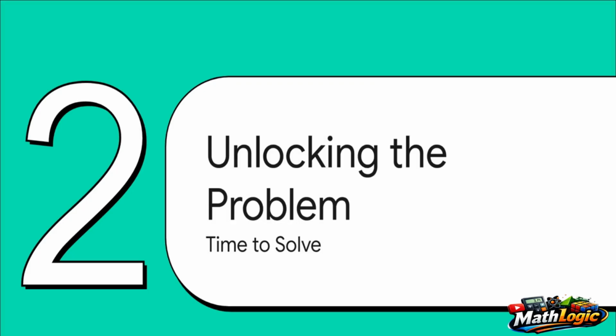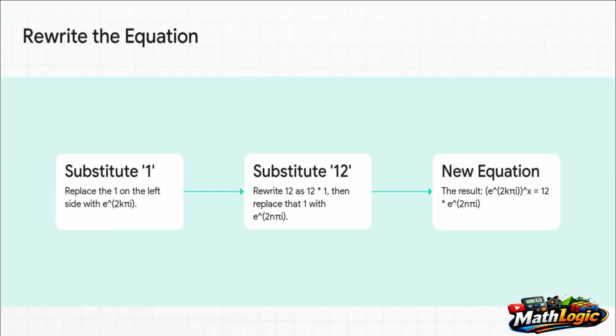Mind-blowing, right? All right, now that we're armed with this secret weapon, let's go back to our impossible problem and see what happens. Okay, step 1 is rewriting the equation. First, we're going to swap out the 1 on the left side with its fancy new identity, e to the 2kπi. Then we do a clever little trick on the right side. Think of 12 as just 12 times 1, right? So we're going to replace that 1 with its own complex identity. But here's the catch. We'll use a different variable, n, instead of k, because there's no reason these two versions of 1 have to be the same. And just like that, we get our new equation to work with.